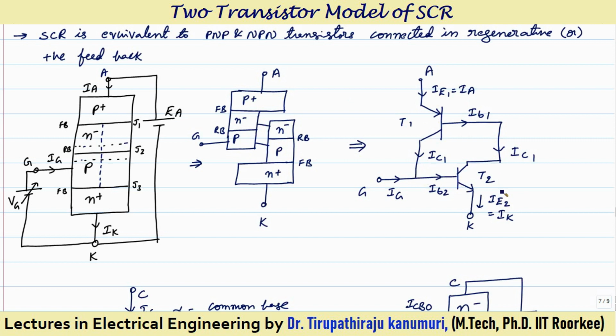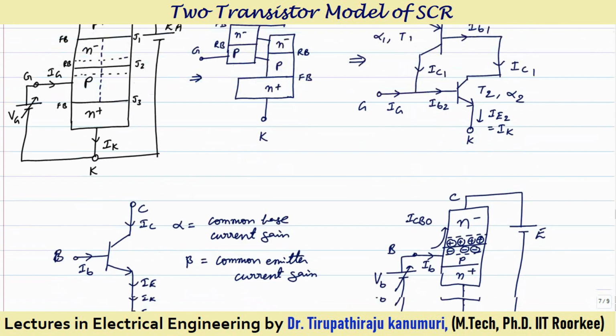Again here also, the emitter current is the sum of base current plus collector current. As this is an NPN transistor, the current direction is opposite to this one. Because in this case IE is entering, IB and IC leaving. Here IE is leaving, IB and IC are entering, because it is an NPN transistor. So let us assume they have the gain factor. Let us assume this has a gain factor of alpha 1, and this has a gain factor of alpha 2.